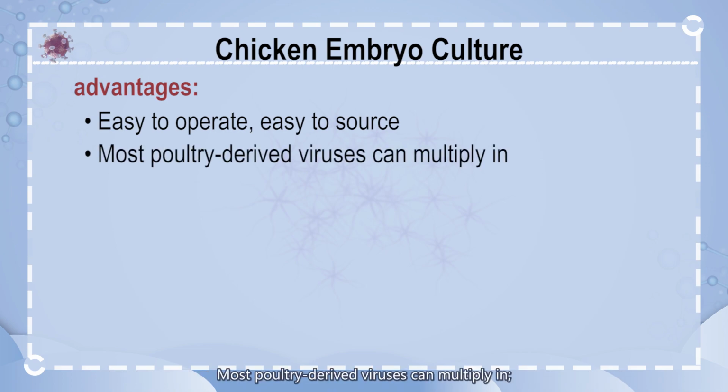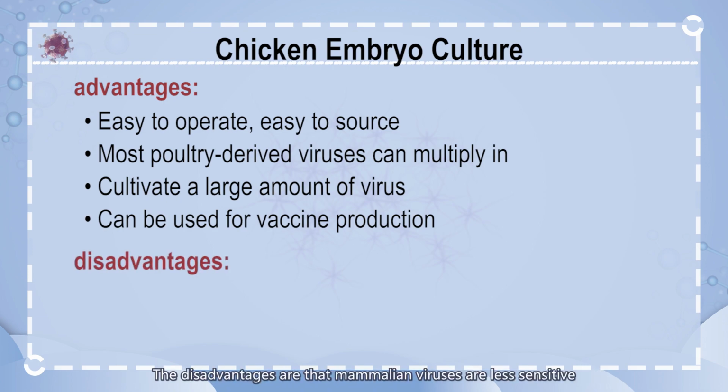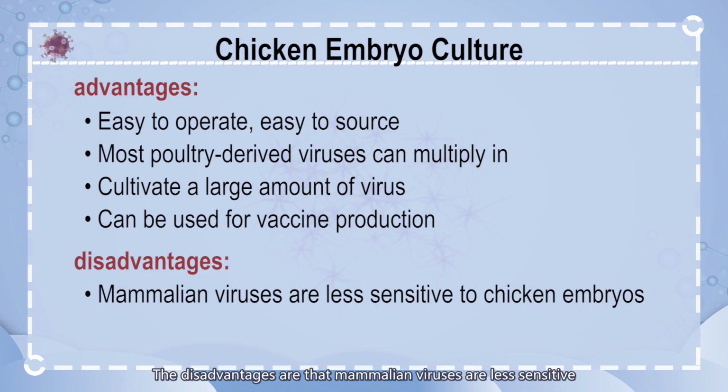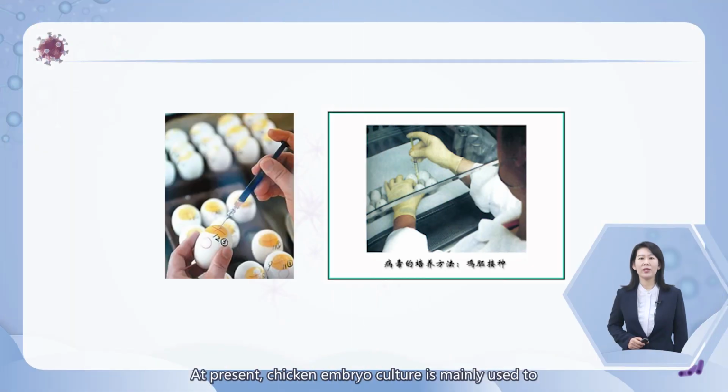Most poultry-derived viruses can multiply in it, a large amount of viruses can be cultivated, and it can be used for vaccine production. The disadvantages are that mammalian viruses are less sensitive to chicken embryos, and the cost is higher. At present, chicken embryo culture is mainly used to isolate influenza virus or produce influenza vaccine.